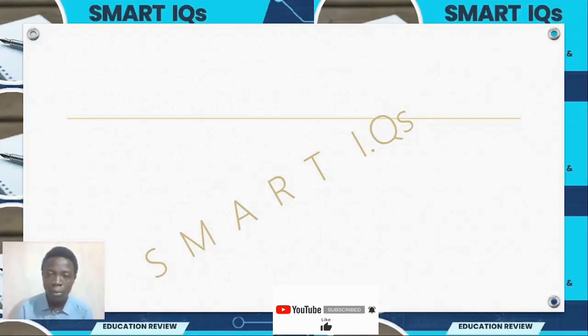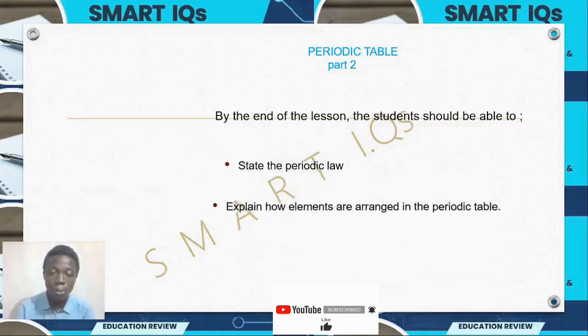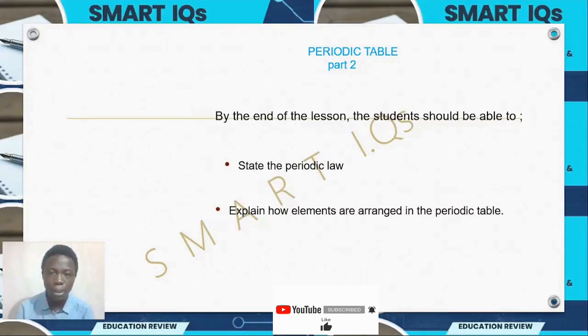Okay. So let's get down to class, to what we have today. So week 2 of chemistry, don't forget, the periodic table. We'll talk about periodic table part 2 today. Okay? And by the end of the lesson, you should be able to state the periodic law, okay? And you should be able to explain how elements are arranged in the periodic table. You should also be able to state the properties and trend in the periodic table.